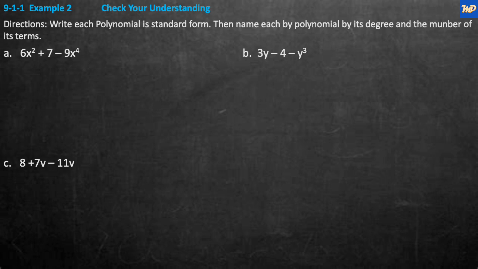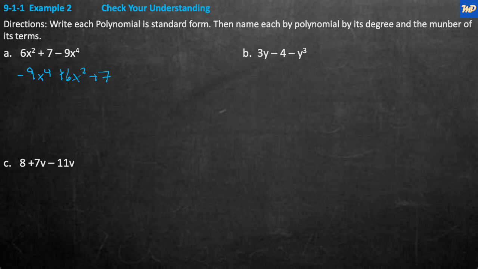Okay, I'm assuming you've stopped the video, worked the problems, and you've come back. So let's talk about them. It says, write each polynomial in standard form, then name each polynomial by its degree and the number of its terms. So let's take a look at this. What's this first one? 6x squared plus 7 minus 9x to the fourth power. So let's start off and write it in standard form. We write minus 9x to the fourth. Then the next term is plus 6x squared. And then finally at the end is plus 7.